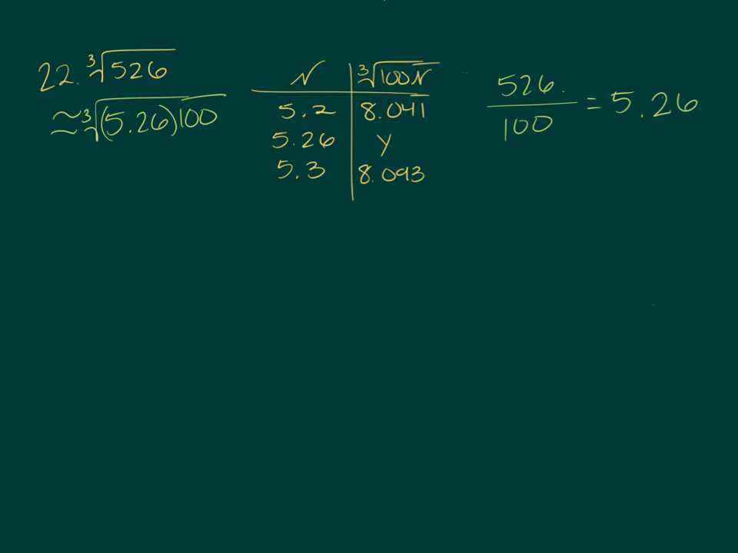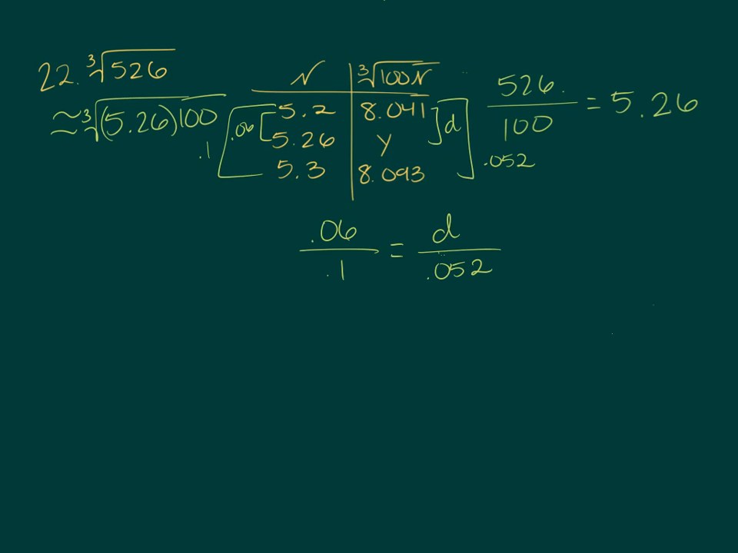Knowing that, I'm going to start by setting up my variables and proportions. So the difference between 5.2 and 5.26 is 0.06. The difference between 5.2 and 5.3 is 0.1. The difference between 8.041 and y is going to be d. And the difference between 8.041 and 8.093 is going to be 0.052. From here, my proportion is going to be 0.06 over 0.1 is equal to d over 0.052.